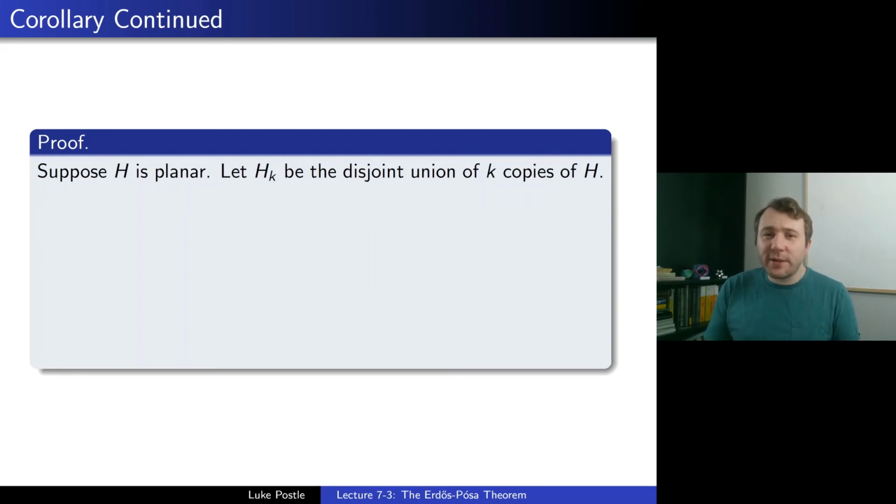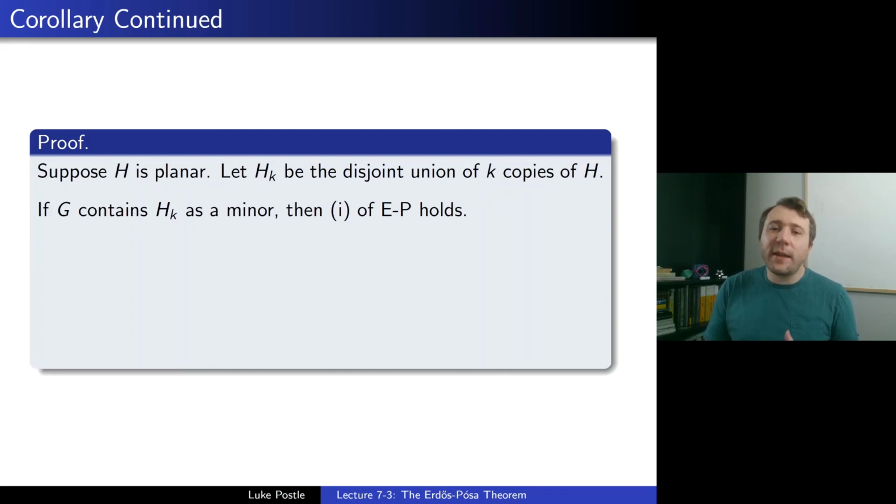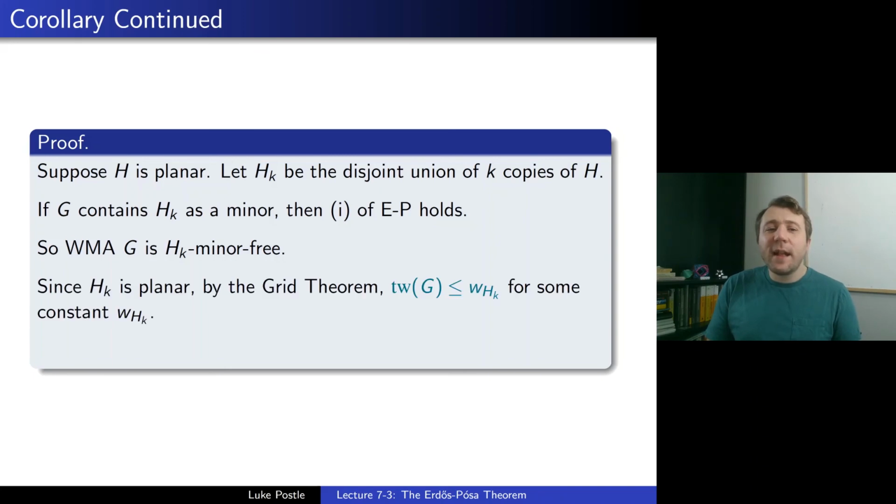And what good is that? Well, if G contains HK as a minor, then property 1 of the Erdos-Posa property holds, so that we'd have actually k disjoint H models if we contain this as a minor. But we may assume that G is HK minor free, right? For this specific HK. But HK is planar, right? So if H is planar, then when you take many disjoint copies of H, HK is also planar.